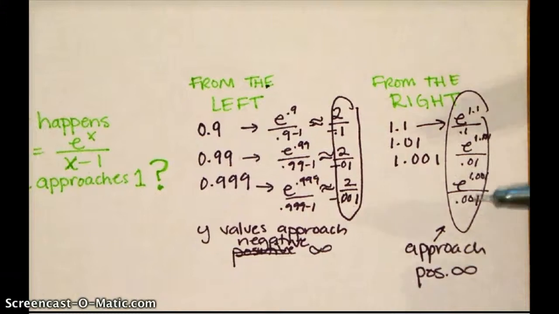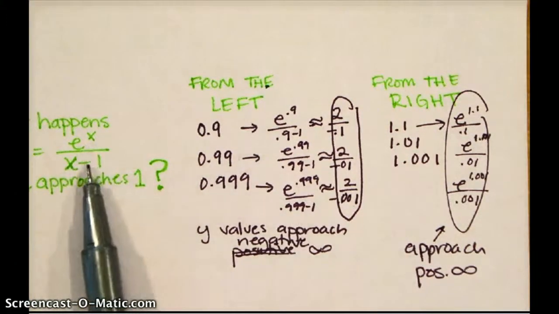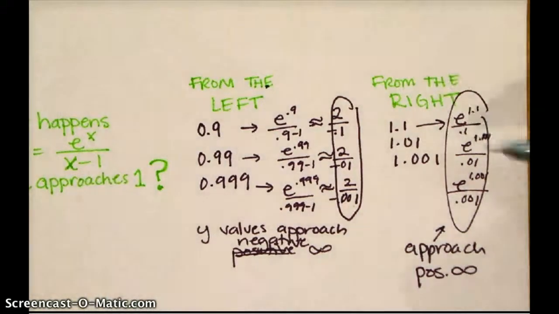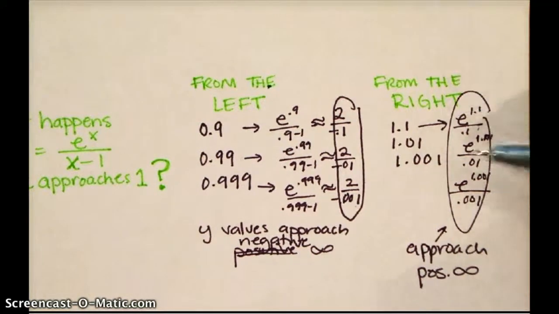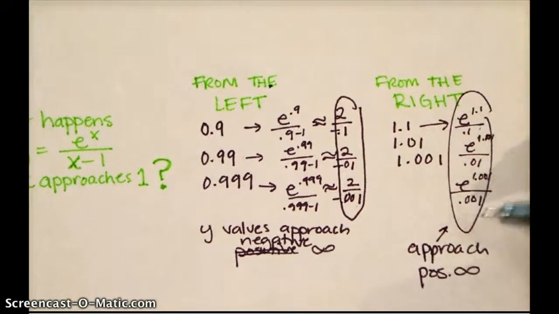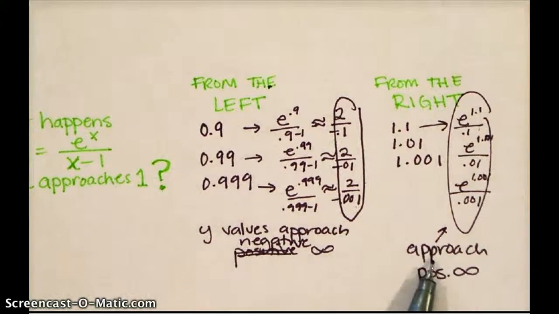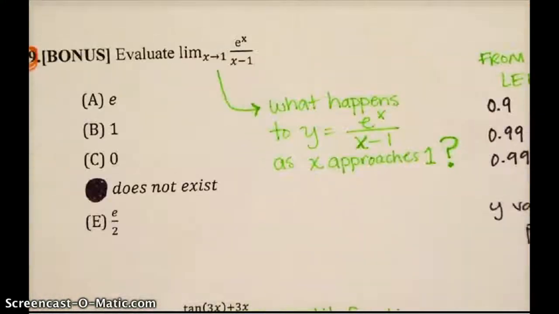What really causes the problem is on the bottom, when I have numbers very close to 1 that are getting infinitely close to 1, and then I subtract 1 from them, I end up with very small positive decimals, decimals that get infinitely small but stay positive. And when you divide a number on top by an infinitely small decimal, the y values are going to approach positive infinity. Now, the definition of the limit says if the limit is different on the right and the left, that's why it doesn't exist.